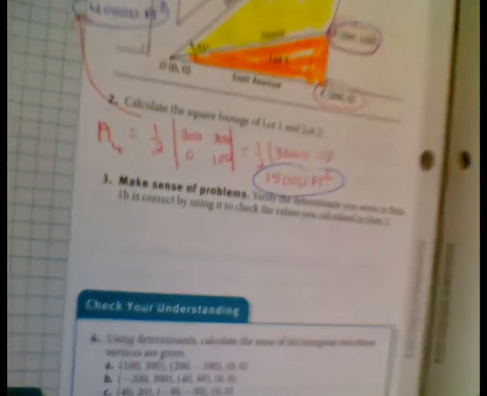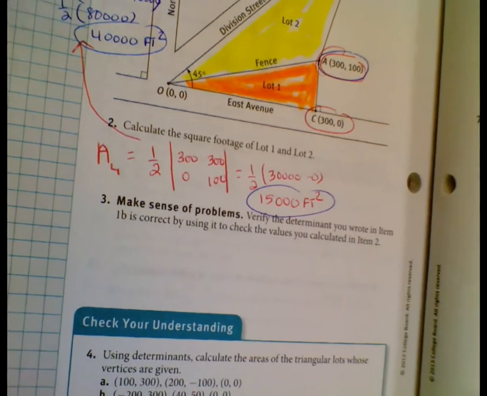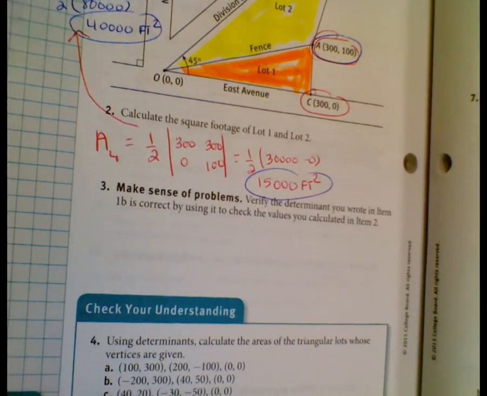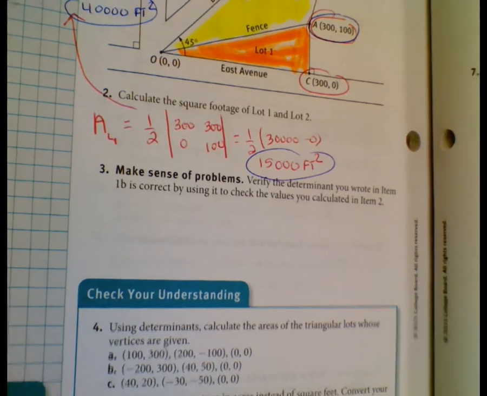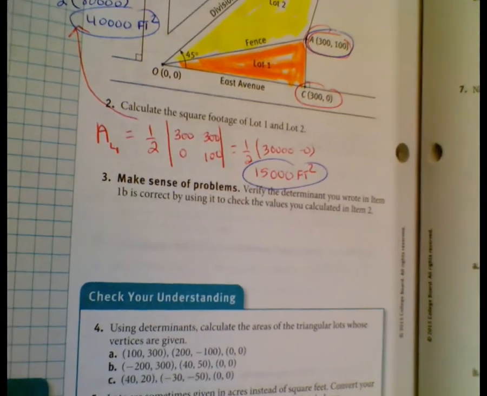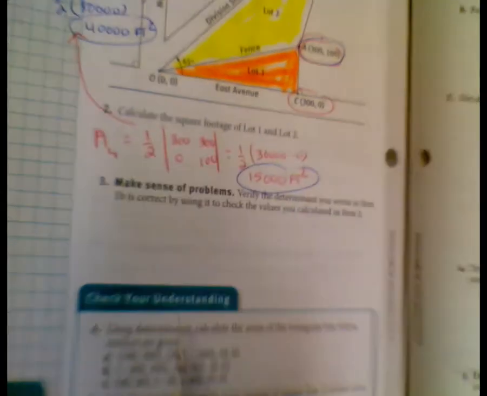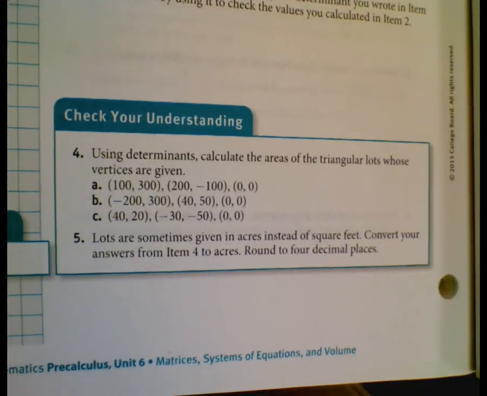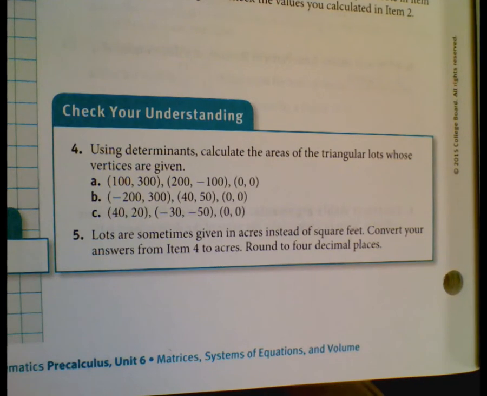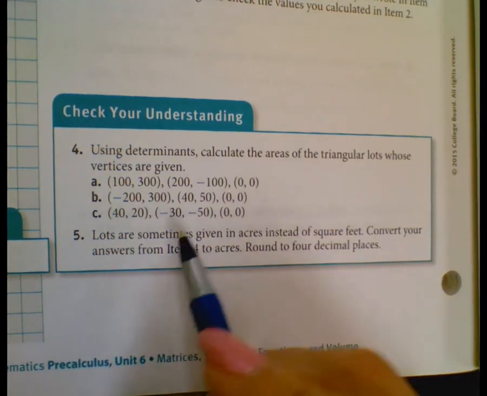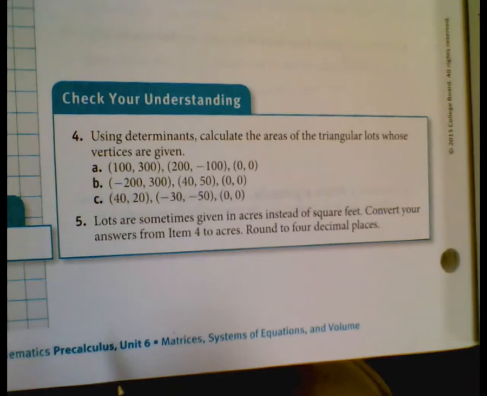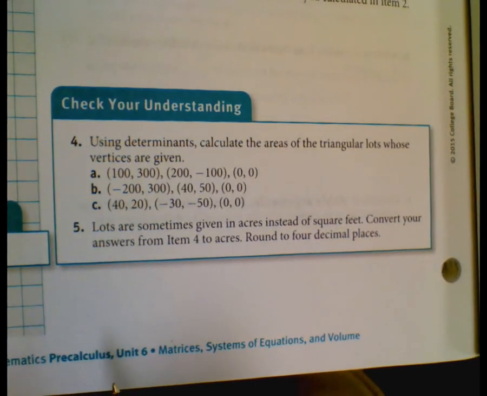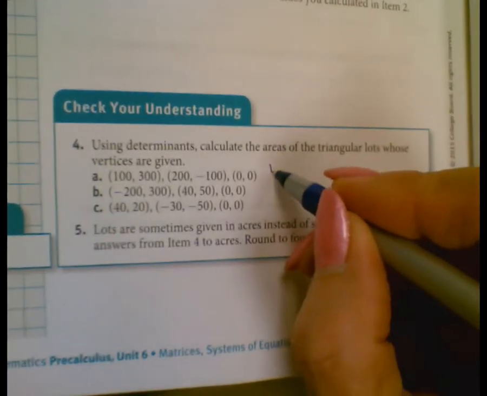Okay, so number 3, make sense of the problems. Verify the determinant you wrote in item 2 is correct by using it to check the values you calculated in item 2. I think I'm good. Let's just go. Check your understanding. Using determinants, calculate the areas of triangle plots whose vertices are given. So let's just do one of these. Let's pick B. Do 4B right here.